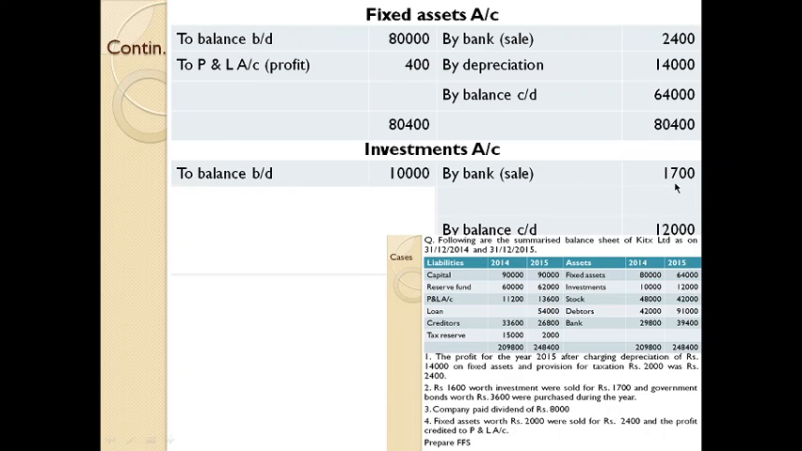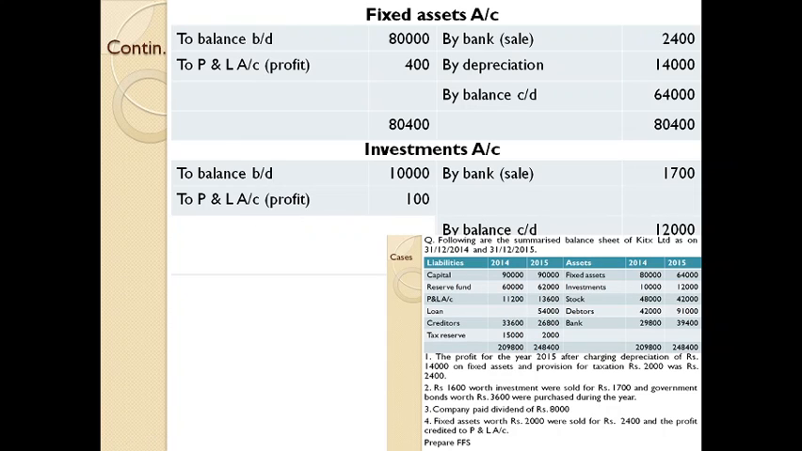1,700. And remember, once you write down the sale, you have to mention the profit as well as the loss. If there is profit or loss, you have to mention that. Otherwise, you need not. Here the value is 1,600. It was sold for 1,700. So there is a profit of 100 rupees, to be entered in bracket as profit.